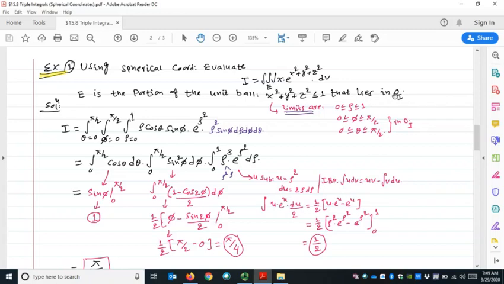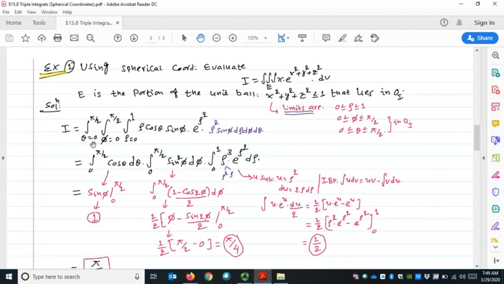Then in the first octant, our phi for this unit ball goes from 0 to pi over 2. So only north pole to the equator. And theta goes from 0 to pi over 2, 0 to 90 degrees. Great. Now let's write down the given triple integral with those limits.